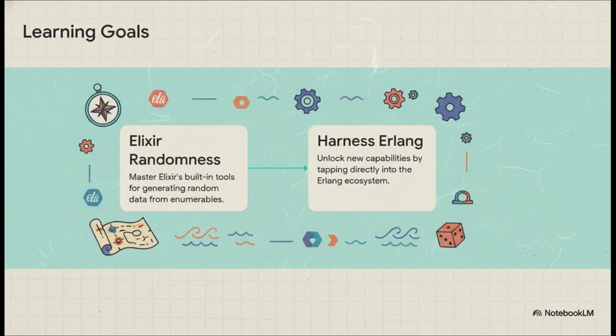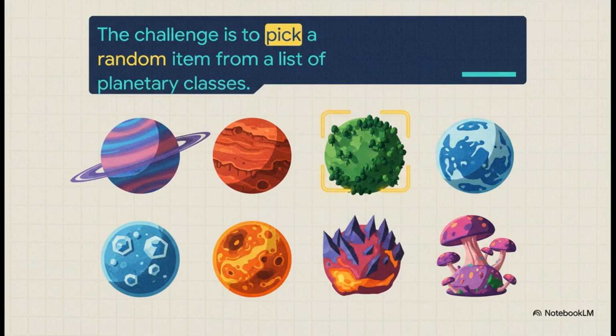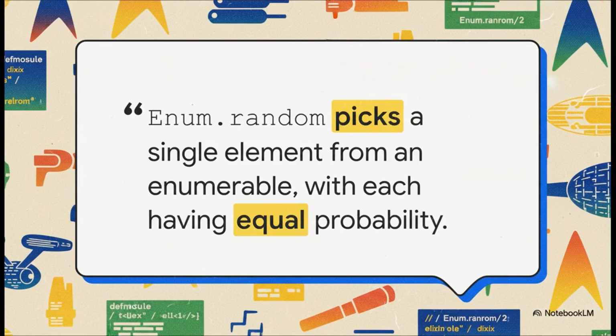First, we're going to master Elixir's own fantastic tools for generating random data. After that, we'll take it a step further and harness the incredible power of the Erlang ecosystem, which is the very foundation Elixir is built on. First up, generating a random planet. The challenge is picking just one item from a list. The idiomatic Elixir solution is Enum.random. It's perfect for plucking an element from any collection.